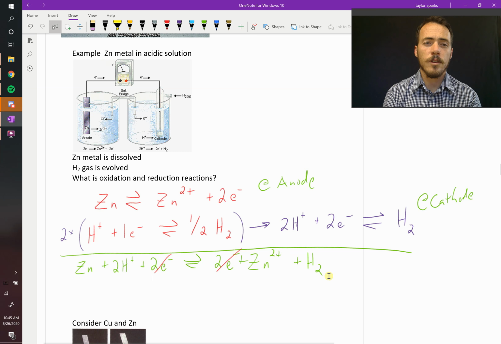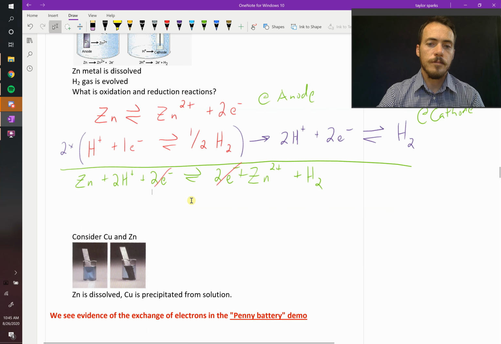You'd leave out the electrons, but I think it's important to remember that this is a redox reaction, and because we have these two half-cell reactions, there is an exchange of electrons, okay? So that's what's happening whenever you see metals getting dissolved, and this is an electrochemistry reaction because there's this exchange of electrons.